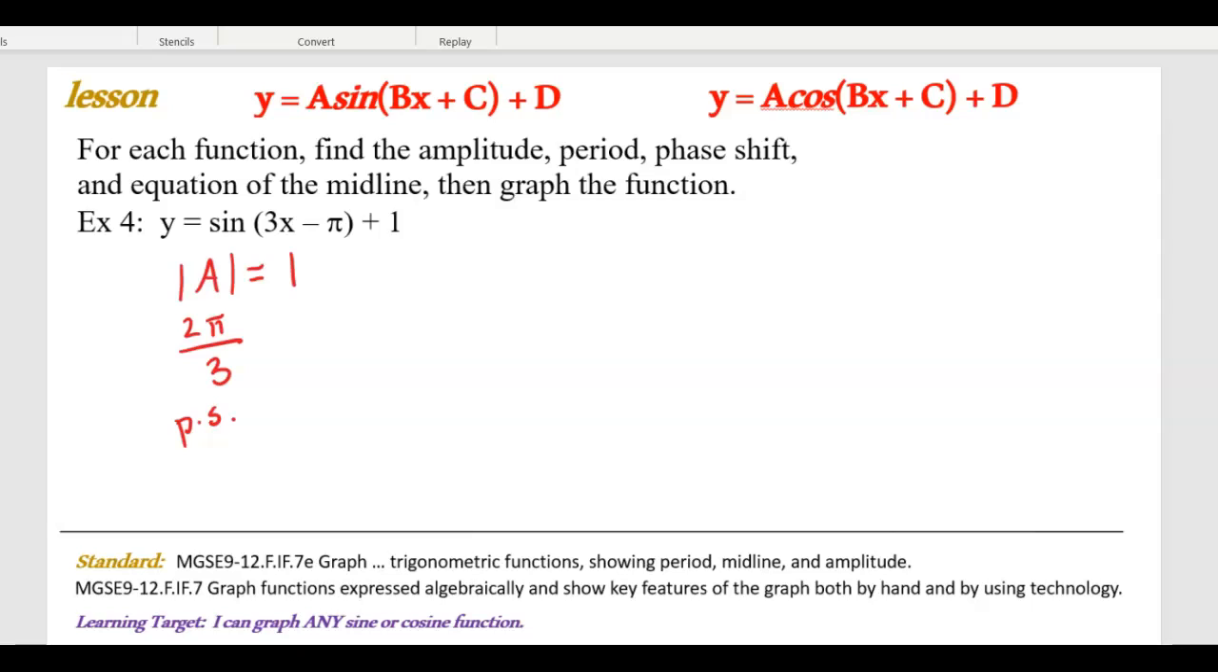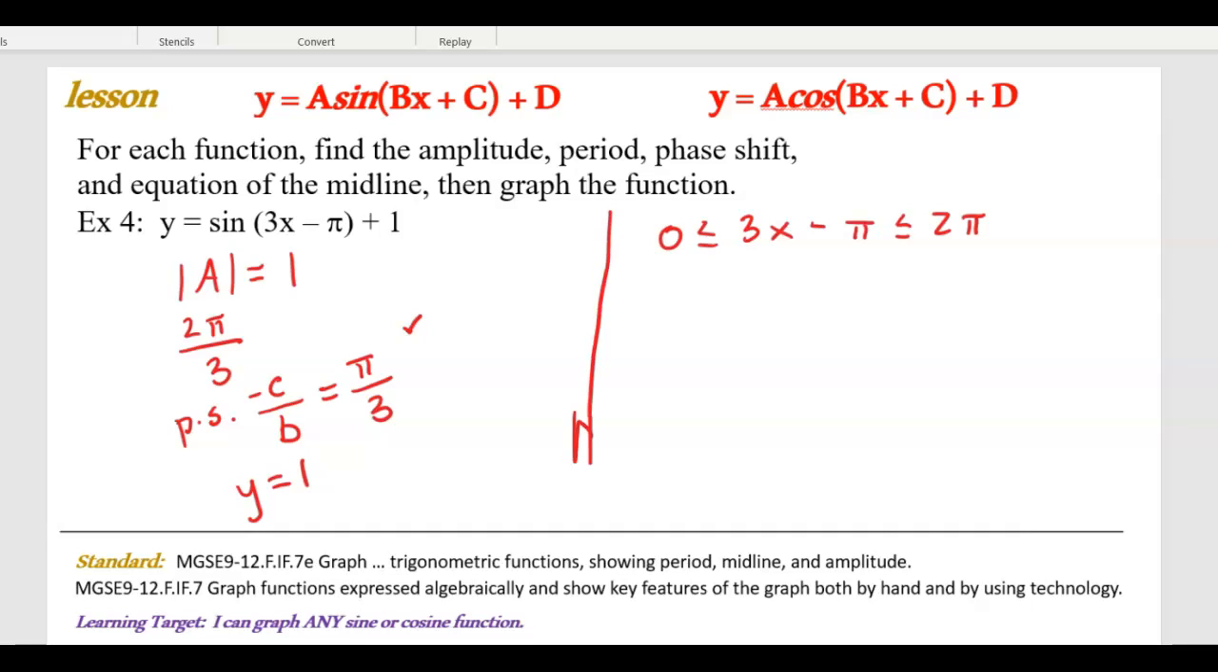To find our phase shift, the phase shift is the opposite of C over B. The opposite of C is pi over 3. So we have our phase shift. Okay? So find the amplitude, find the period, find the phase shift. Right? Now the midline is always y equals d. So the midline is just y equals 1. So we have all 4 characteristics. But once again, we set the argument between 0 and 2 pi. Okay?